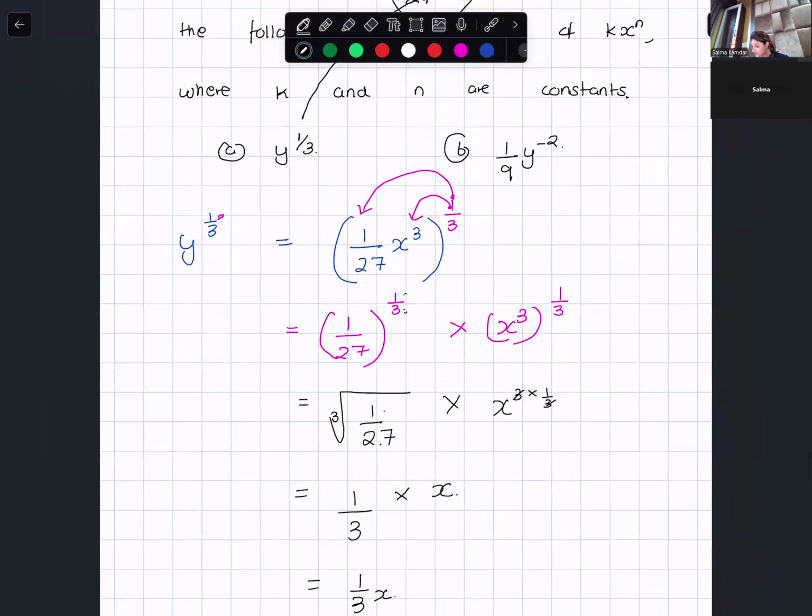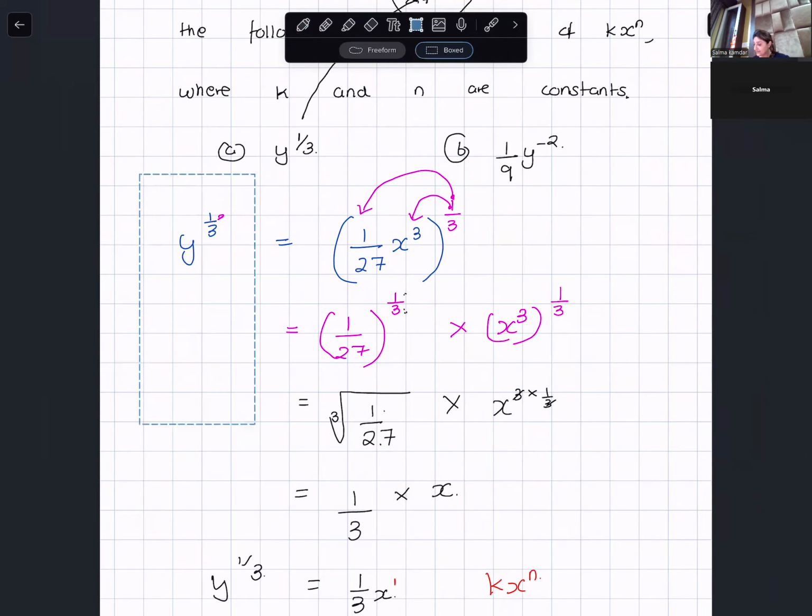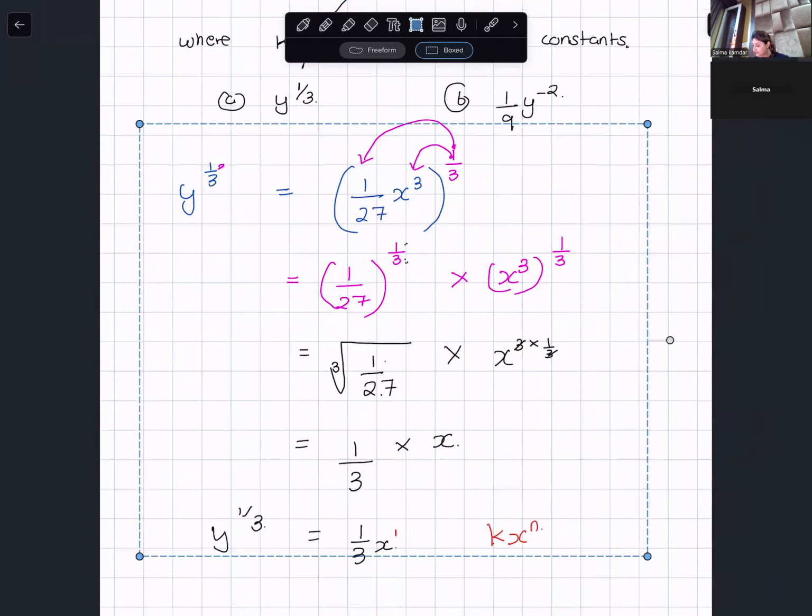So this is the first part. I know y over 1 by 3 is nothing but 1 by 3x. This is in the form of kx raised to n, where n is 1. Let's take the next part.